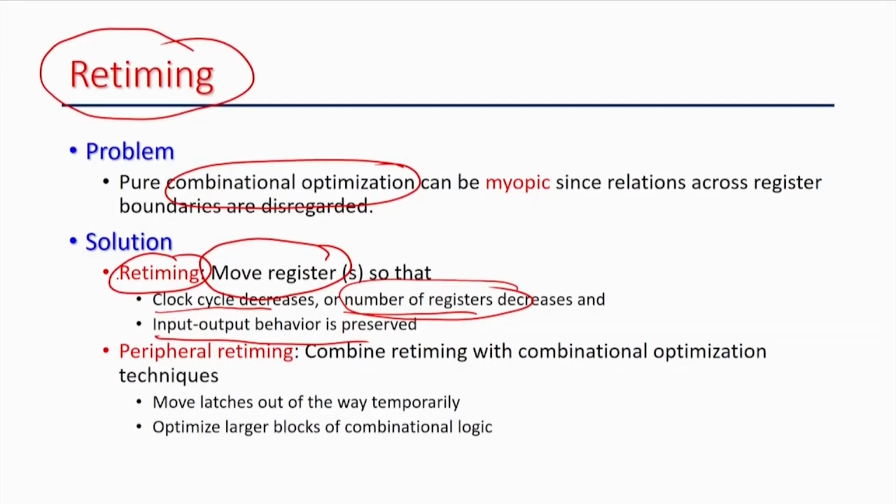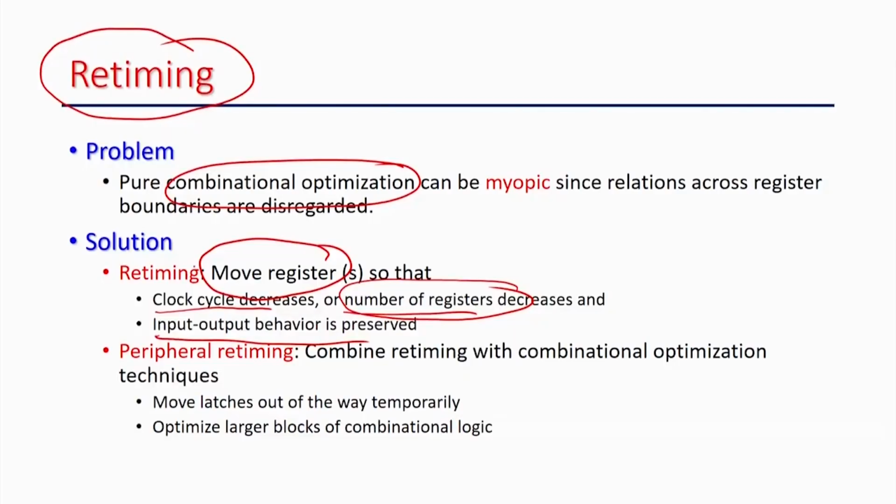Both can be your objective: reducing the number of registers, reducing the clock period, or maybe both. That can be your target, right. And we have to make sure that the input-output behavior is preserved. That means the functionality of the circuit does not change because of this optimization, right. So this is what is called retiming. In general, we are moving the registers in the circuit to improve the timing of the circuit or reduce the number of registers in the design.